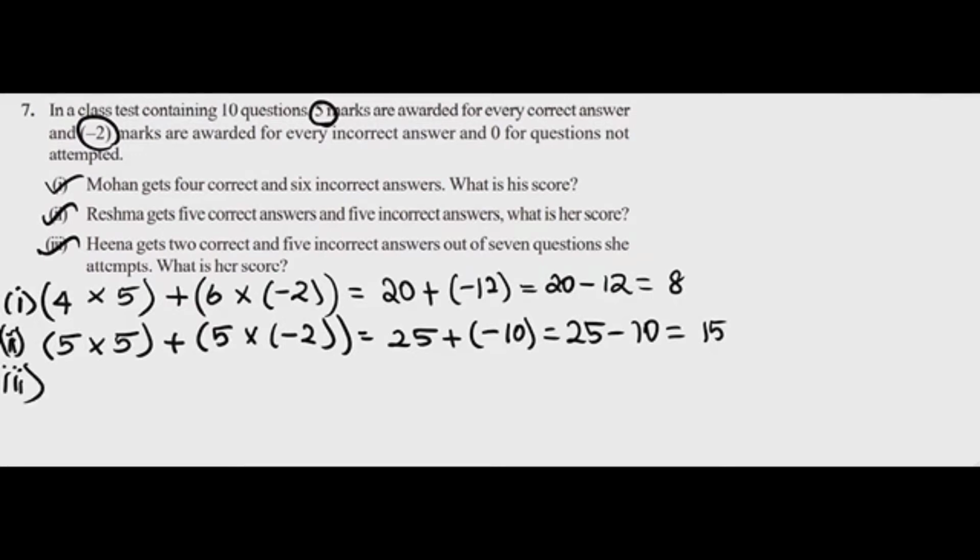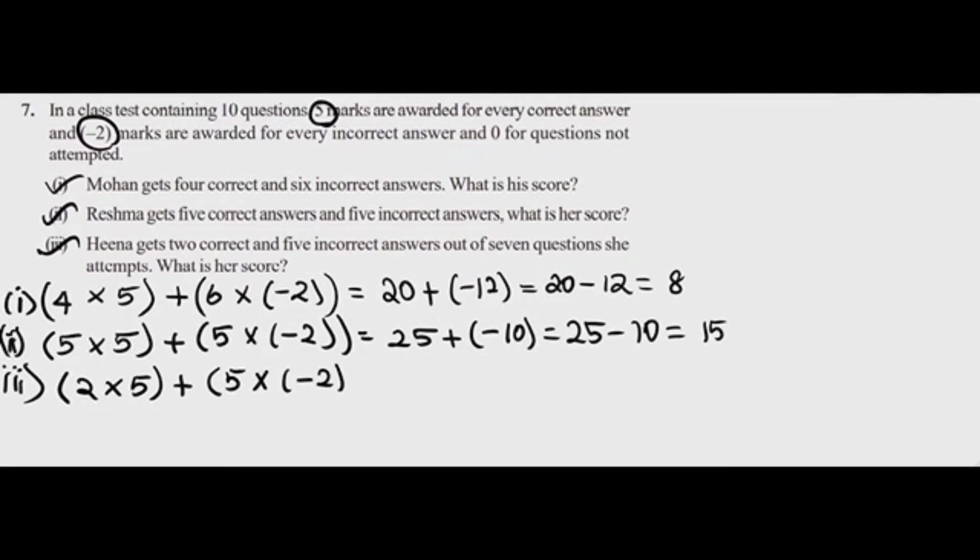Hina gets 2 correct and 5 incorrect answers out of 7 questions she attempts. What is her score? She has attempted only 7 questions. From that, how many correct answers? 2 correct answers. So 2 correct answers, mark is 5. Okay, and plus 5 incorrect. So 5 incorrect answers is -2.